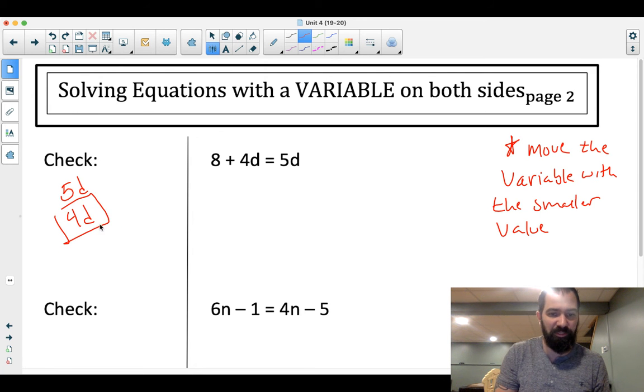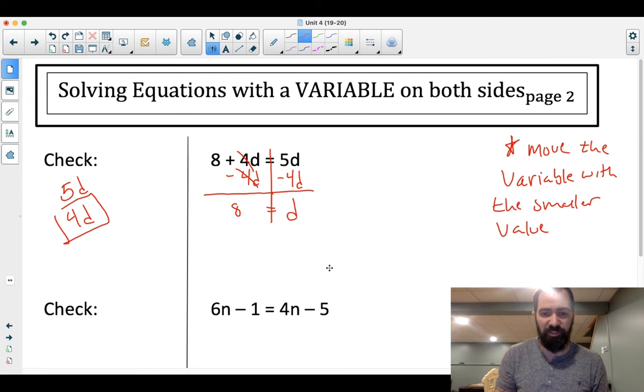So let's look at this problem. We said 4d is smaller, so I want to move that. Positive 4d, we subtract 4d. Remember, it's the opposite operation. And whatever I do to one side of the equal sign, I have to do to the other side. Over here, our 4d's cancel. I'm left with 8, and that equals 5d minus 4d, which is just 1d. So d equals 8. And you're done.